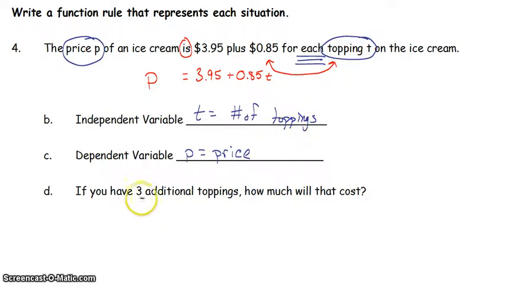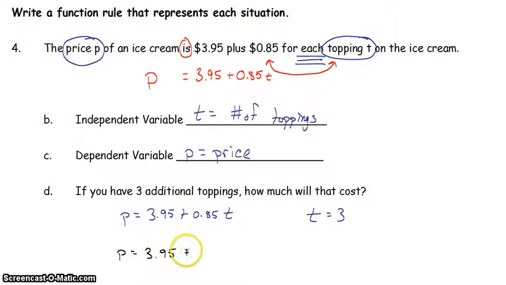So from here, we have our function rule, P equals 3.95 plus 0.85t. We can calculate how much it's going to cost if we have 3 additional toppings. This is toppings, we define that to be t, so that means I'm going to substitute in 3 for t in my function rule. So my price will be $3.95 plus 85 cents times 3.